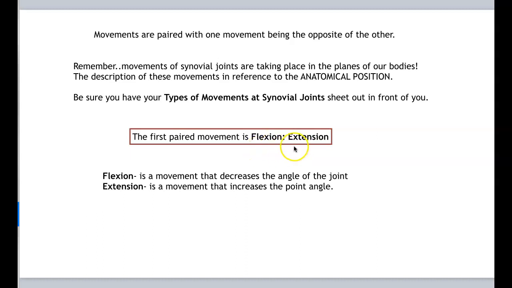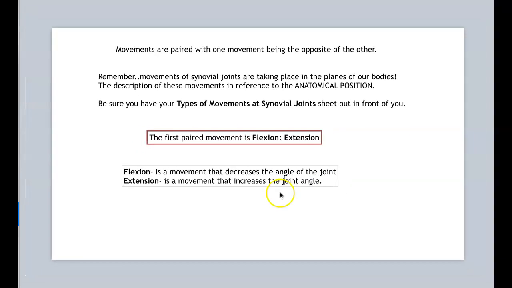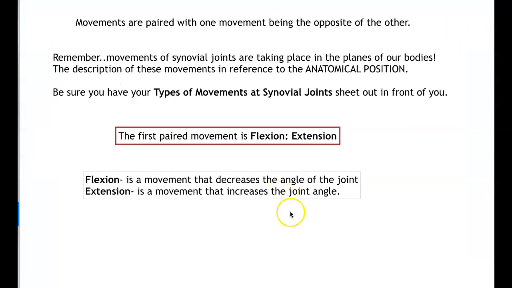So flexion and extension. Flexion is a movement that decreases an angle of the joint, and extension is a movement that increases the angle. Oh boy, increases the joint angle. Jeez, been a long day. So let's look at flexion and extension.